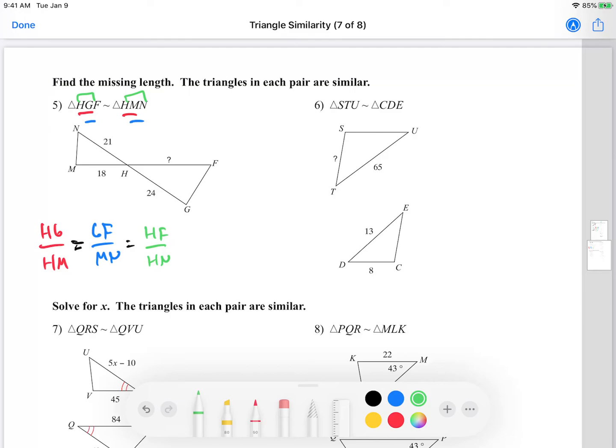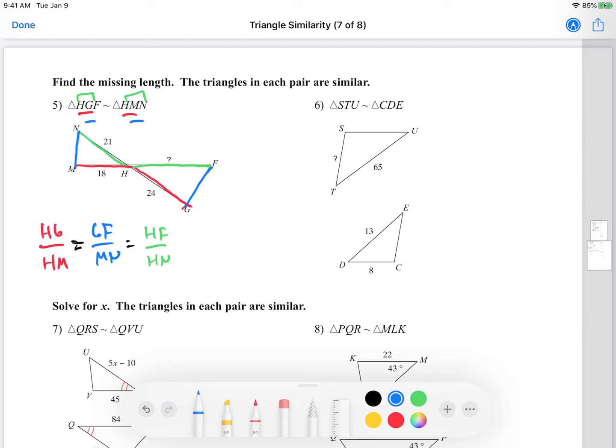Okay, and again, I'm going to go ahead and color them to kind of see. So HF is right here. HN is right here. HG is here. And HM is here. GF and MN. So which of these ratios do we really need to check out? We're trying to find the missing length. How can I set something up?